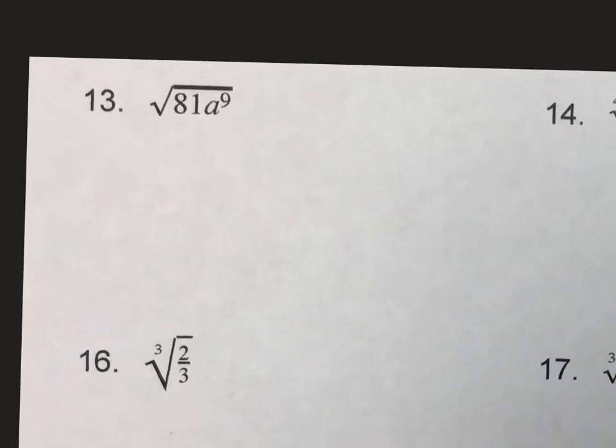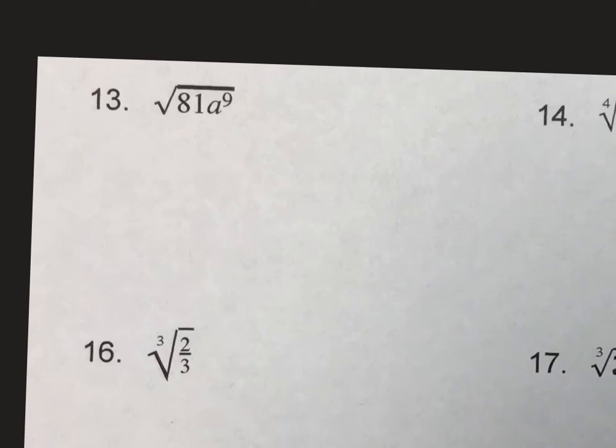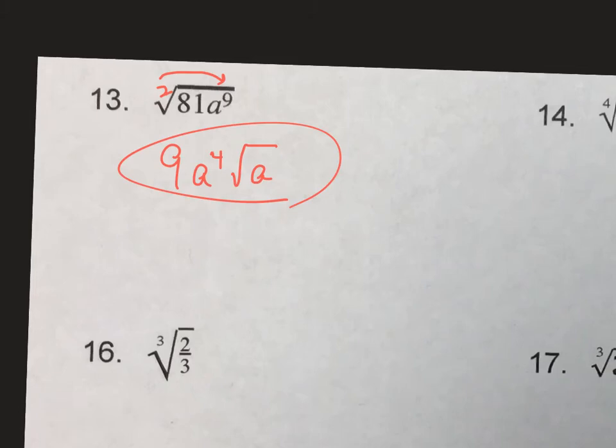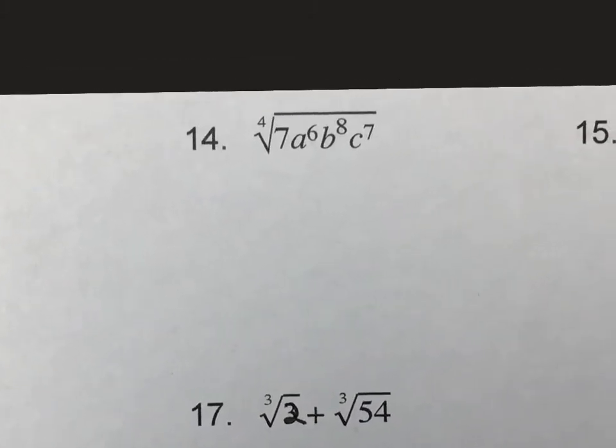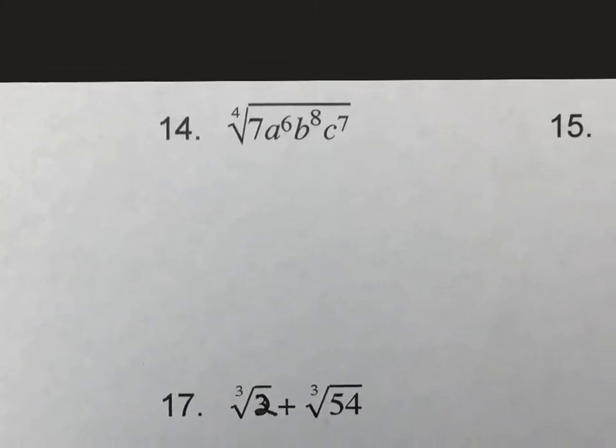13, square root of 81a to the 9th. Okay, but it's a square root. Square root of 81 we know is 9. The index, even though it's not written there, is 2. Remember how we do the variables. We divide the 2 into 9. 2 goes into 9 4 times with a remainder of 1. Because it goes in there 4 times, I'm taking 4 a's out. Because there's a remainder of 1, I'm leaving 1 a in. That's all you got to do. Let's go to 14. I keep saying it. It's all you got to do, because these are really pretty short if you know what you're doing.